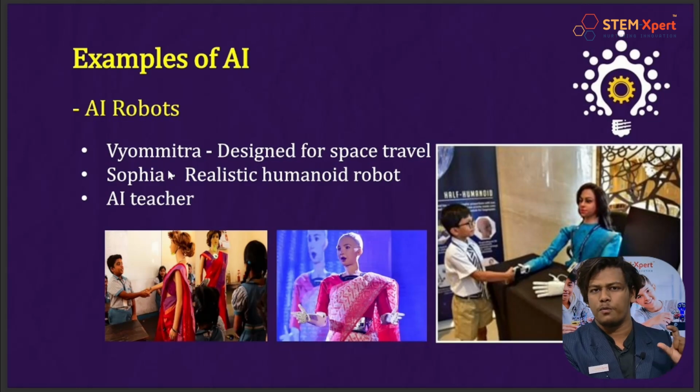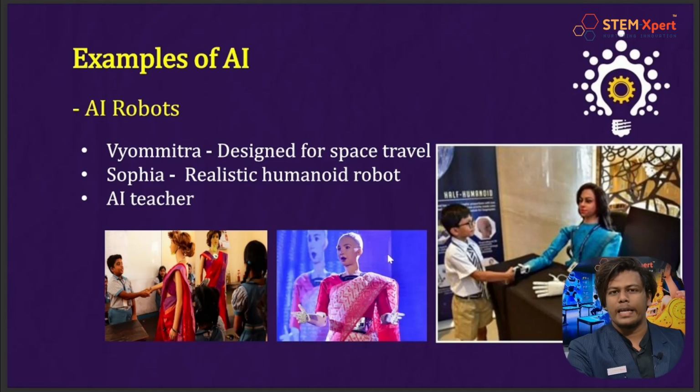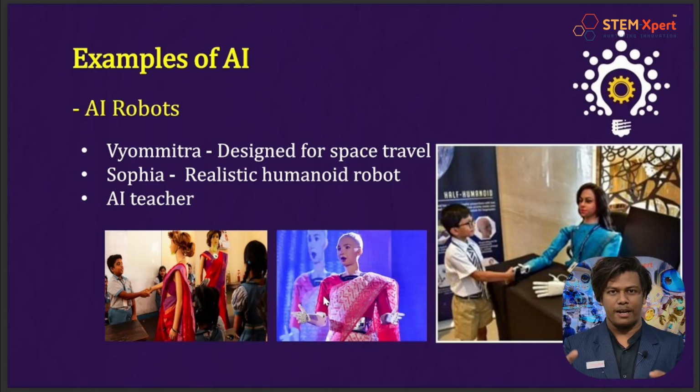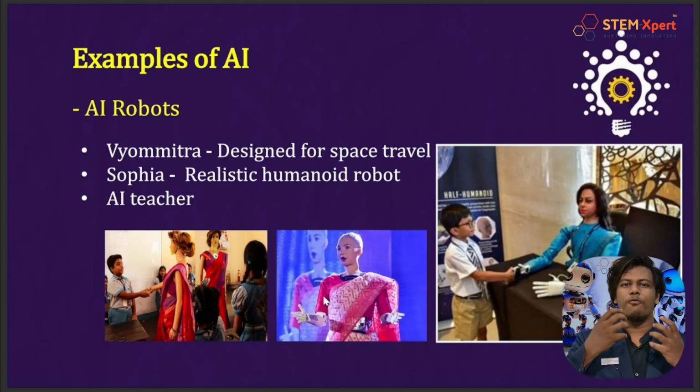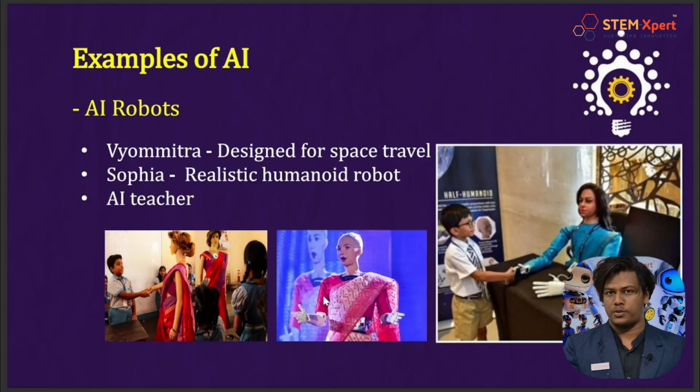You may have heard this word before, right? Sophia robot. Now look at the second image. This is how it looks. This robot is so realistic and it can make facial expressions. Wow, that's really something, right? If I say something bad or rude to the robot, it will make a sad face. So these robots can make facial expressions exactly like we humans do.